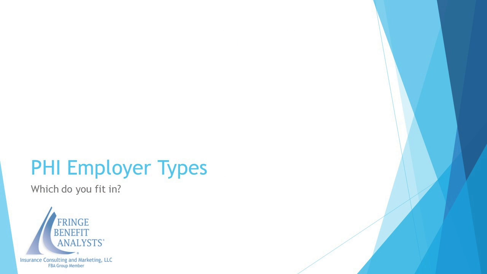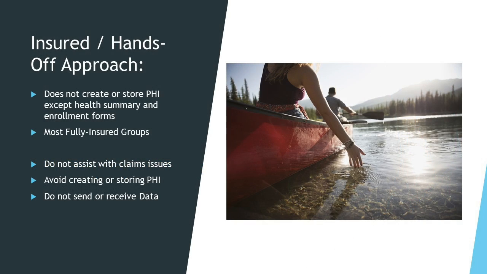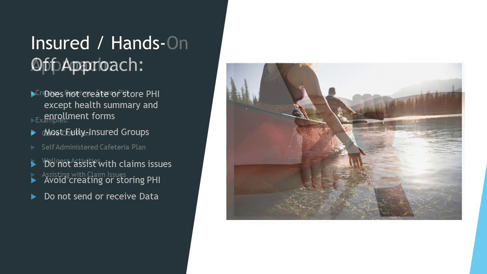Now that you understand the basics of what PHI is, let's explore some different types of PHI use for employers. Insured hands-off approach. This employer is insured but does not create or store PHI except for enrollment and health summary information that does not contain individual information. This category contains the majority of fully insured employer groups. Make sure you do not assist employees with claims issues and avoid creating or storing PHI. Also, do not send or receive enrollment data electronically.